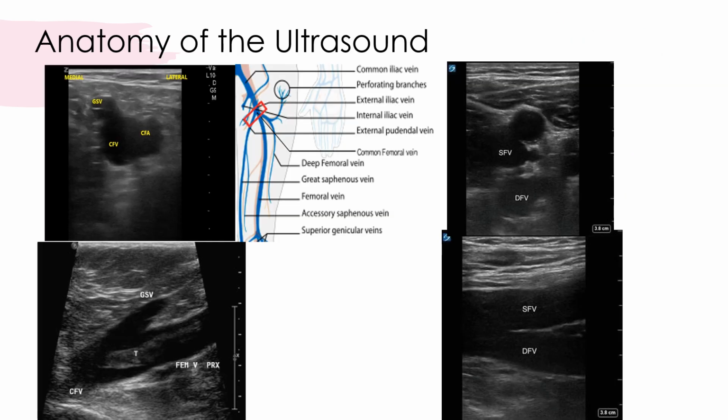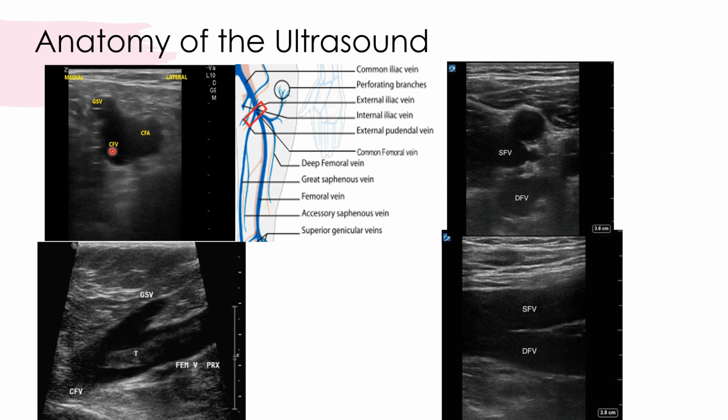Okay, so now that we looked at the veins on a diagram, we're going to apply that to ultrasound imaging. So the common femoral was originated when the superficial femoral and the deep femoral, or profunda, came together. So right here we see the common femoral. It's side by side with the common femoral artery. And then here is where the greater saphenous vein comes in.